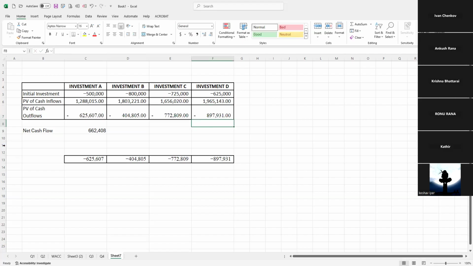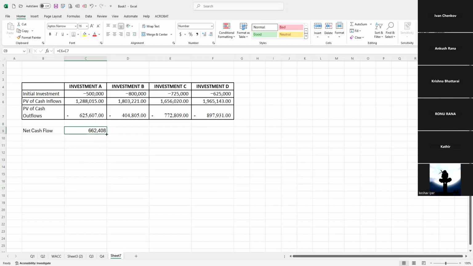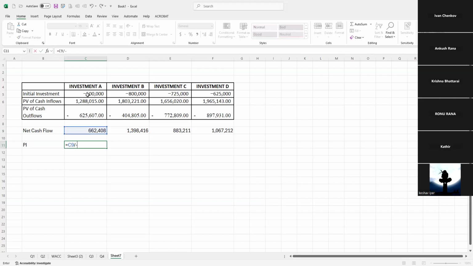Okay, now I have it. I don't need this. So now I have my net cash flows. The last thing that I have to do is to get the PI. I have to get this number equal to this number divided by the initial investment, which will be the negative of that number.